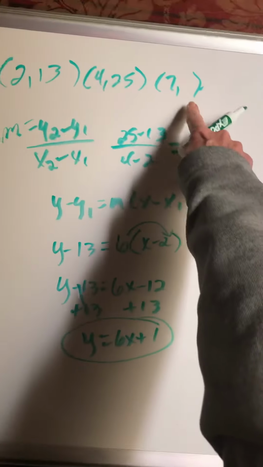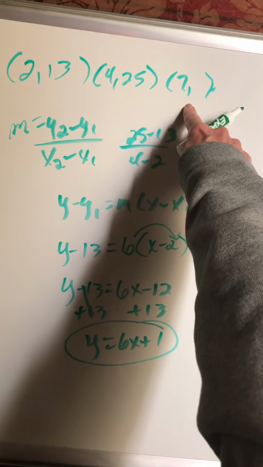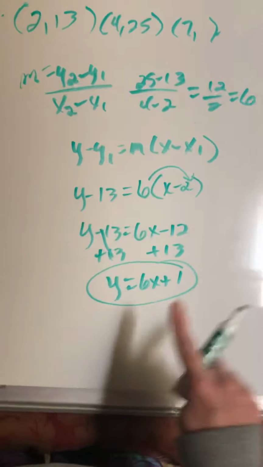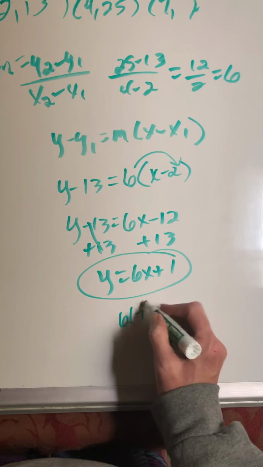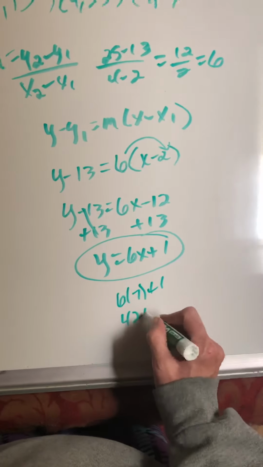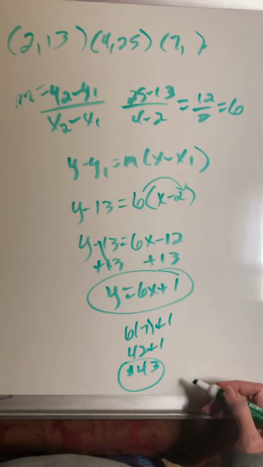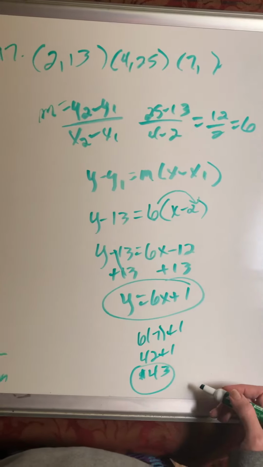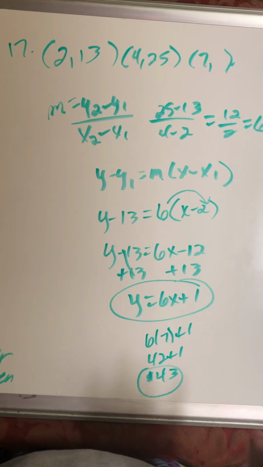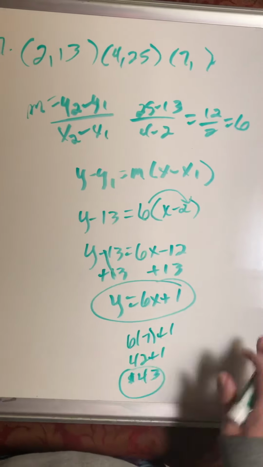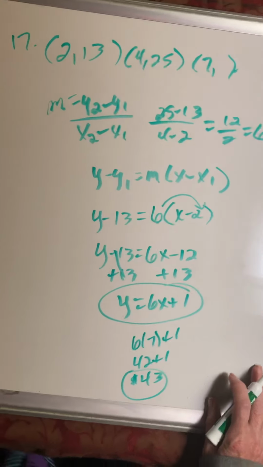Now we've got to fill in our x here because we want to know what she's going to charge for 7 shirts. So we take that 7 and we plug it in. So 6 times 7 plus 1, that's 42 plus 1, which is 43. So she's going to charge $43, okay? That's how you do that. Again, it's from lesson 52. If you need to go back and look at your notes or look at other examples, that's the way you write the equation of the line, and that's number 17.